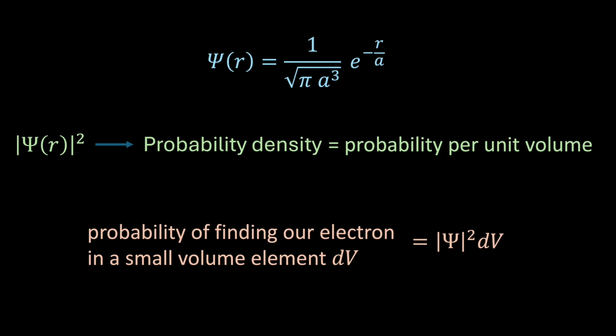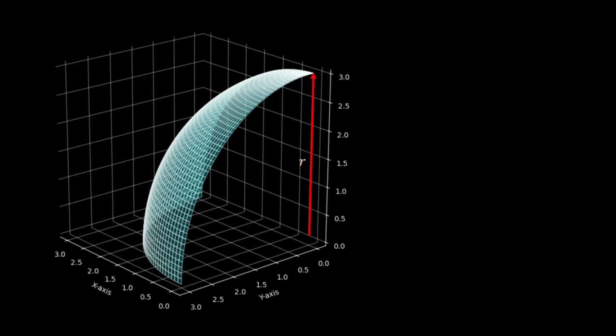But often we want to know the probability of finding the electron at a certain radial distance from the nucleus, or within a given range of distances. To find that, we need to account for the fact that the amount of space available grows as we move outwards from the centre of the nucleus. First, we note that all points that are at the same distance r from the nucleus lie on the surface of a sphere of radius r.